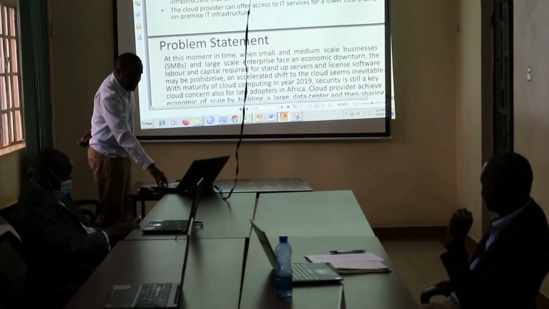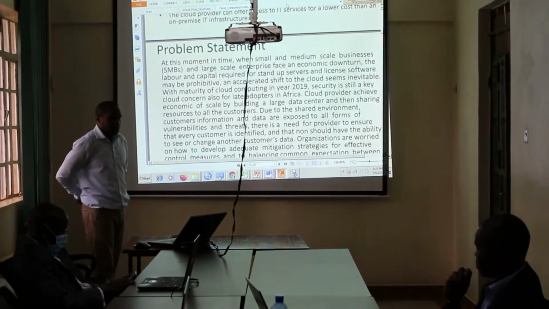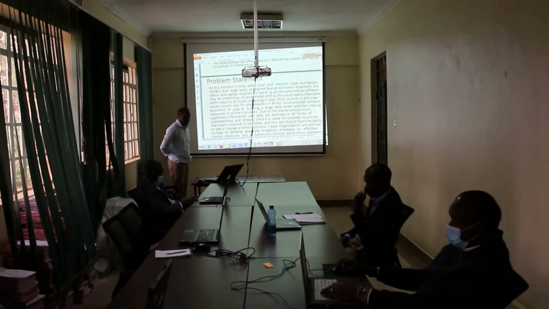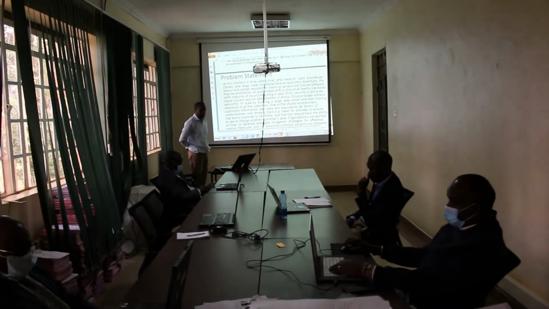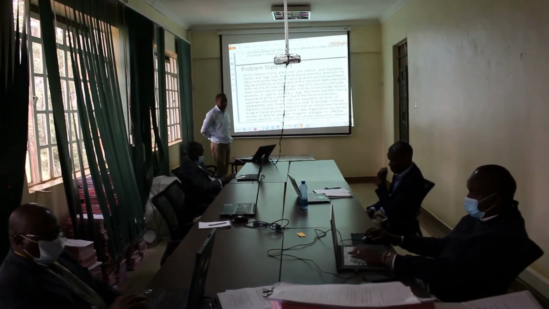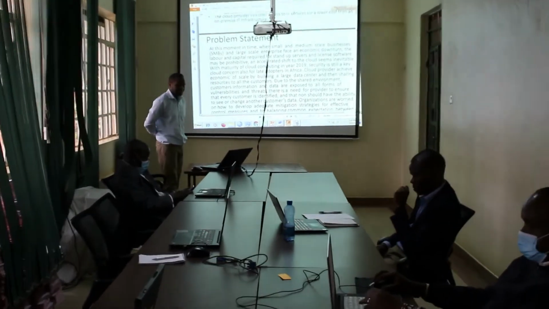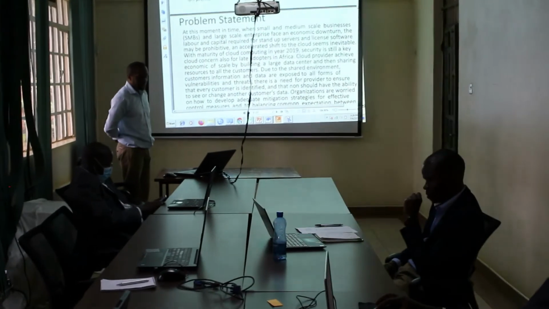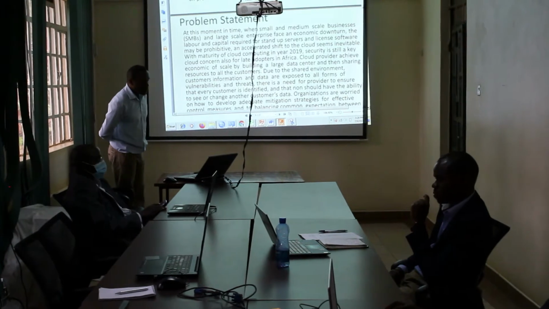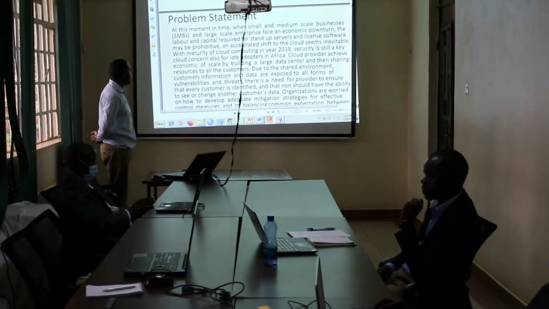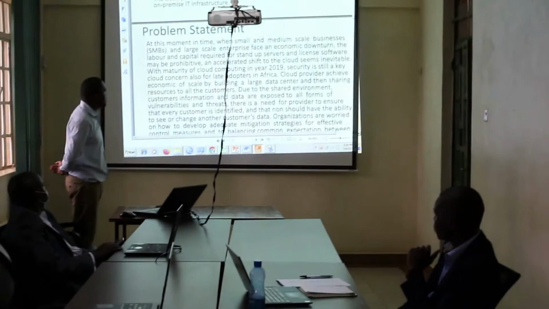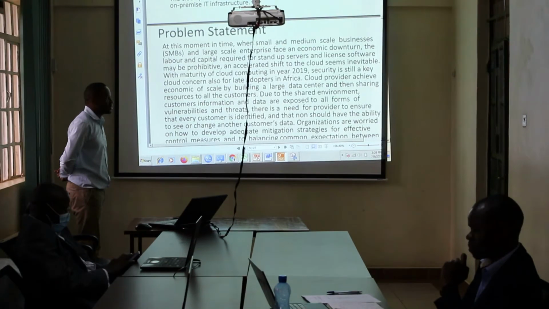So let's look at the problem statement at this point. So the problem is this: at this moment in time, when small and medium-scale businesses and large-scale enterprises face an economic downturn, the labor and capital required for standard servers and licensed software may be prohibitive. An accelerated shift to the cloud seems inevitable. With the maturity of cloud computing in the year 2019, security is still a key cloud concern, also for late adopters in Africa.